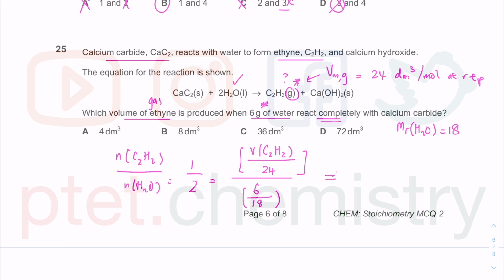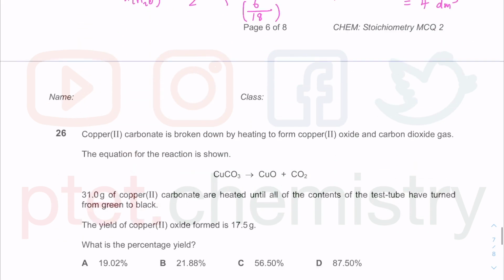So what I'll do is I'll say the next step of the working: make the volume of C2H2, which is in dm cube, the subject. Move this up there, so it equals 1 over 2 times 6 over 18, and then move up the 24 to the other side. If you can't do this in one step, I would say do it in 2 steps, but whatever it takes, 2 steps or 1 step, you must get the same correct answer. If you cannot, then you will have a problem with rearranging questions. That's something you have to tackle and address on your own.